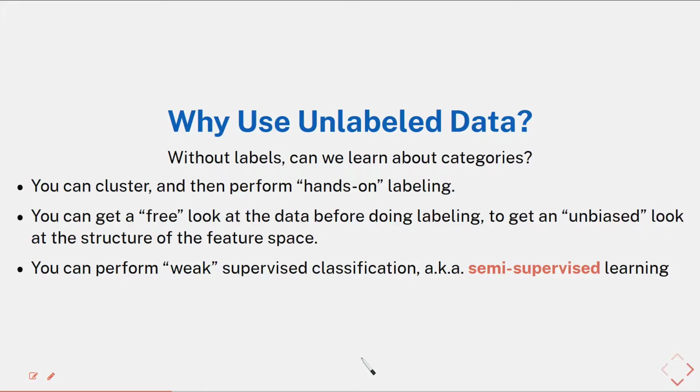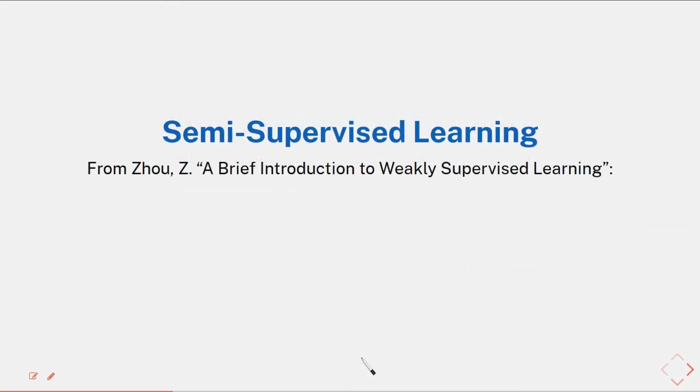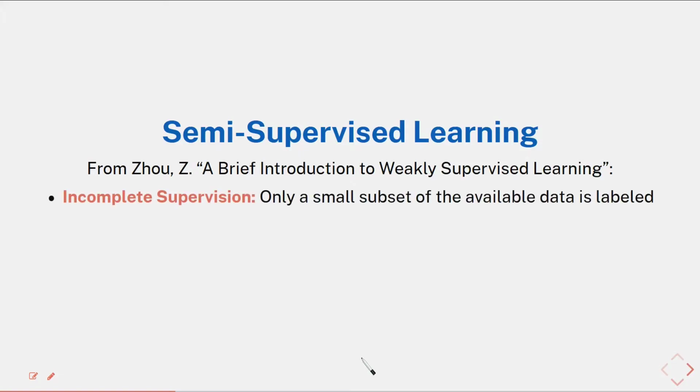And finally, you can perform weakly supervised classification or semi-supervised learning. This is a pretty important topic. There's been a lot of research on this in the last couple of years. I'm not going to go too much into detail here because it's a bit of an advanced topic. But essentially, the idea is that you can use differently labeled samples to try and build up a labeled training set. There's a nice paper out there called A Brief Introduction to Weakly Supervised Learning that goes through 3 different types. The first type of weak supervision is incomplete supervision, where only a small subset of the available data set is labeled. Then you can generalize some of the labels in your data set to other unlabeled samples, and use that to increase the size of your training set.